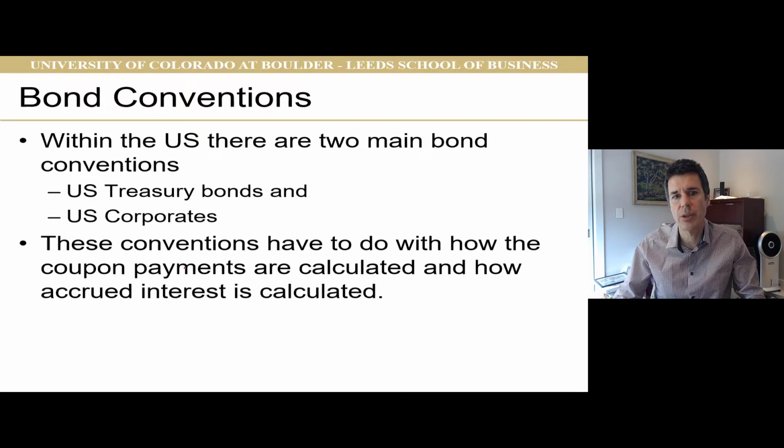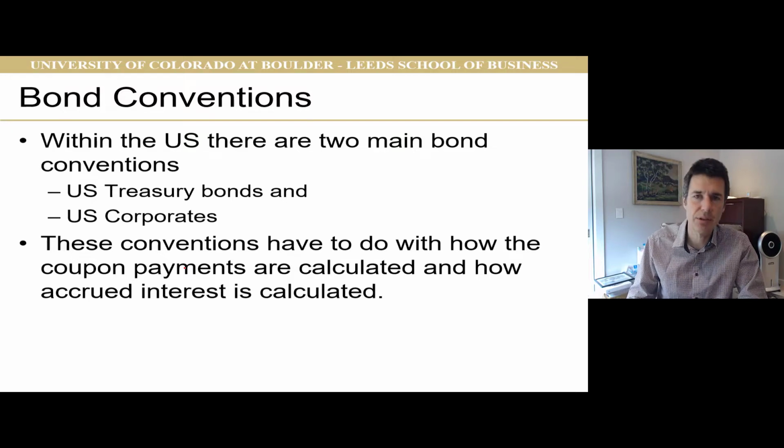We're only going to deal with U.S. Treasury bonds here, but there's also a different set of conventions for corporates. Now, these conventions tell us a couple of things. 1, how coupon payments are calculated, and 2, how accrued interest is calculated. Now, of course, the coupon payment calculation is really important. How much money am I going to receive on the coupons?